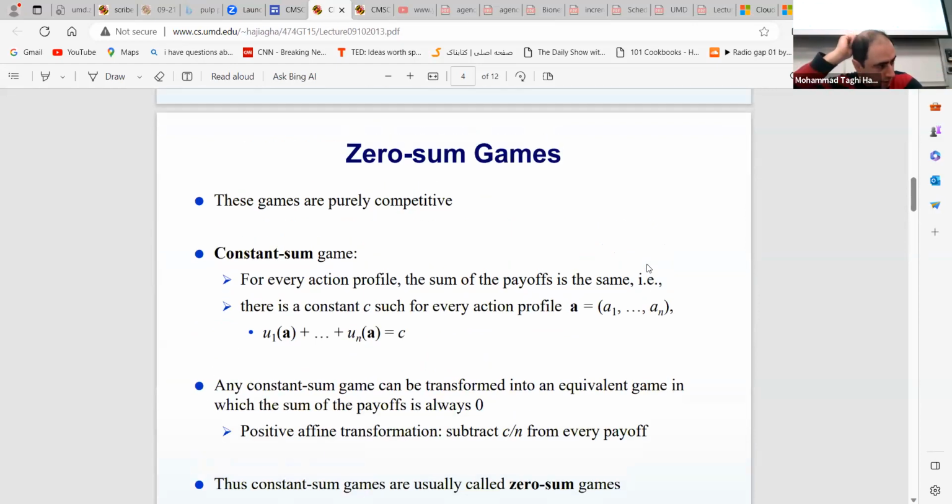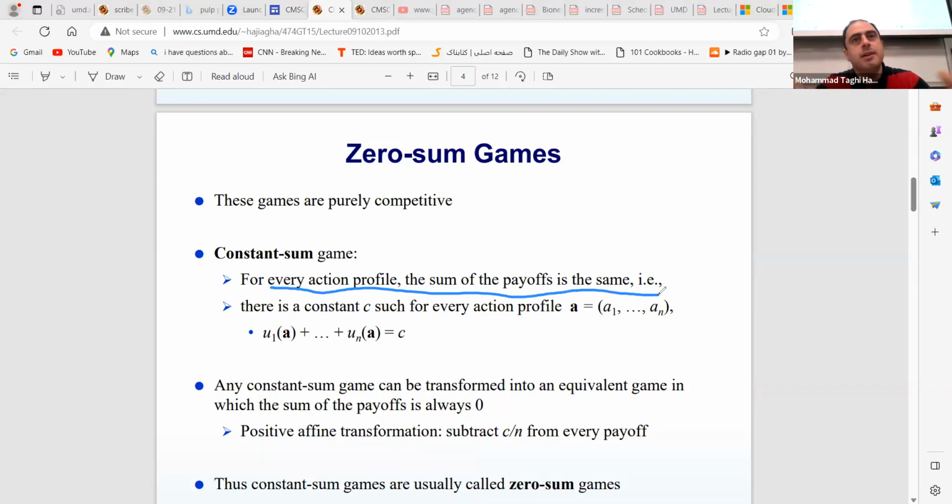Another class of games that we are talking about is somehow completely the reverse of common payoff games: zero-sum games. So these are purely competitive. The other one was purely collaborative, or teamwork. This is purely competitive. So here we know that for every action profile, the sum of the payoffs is the same. In the previous case, we knew that the actual payoffs were the same. But here we know that the sum of the payoffs is the same.